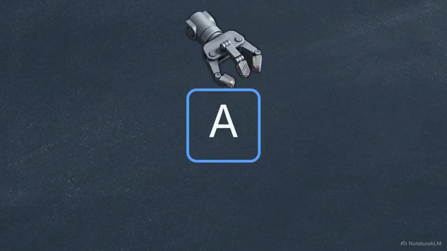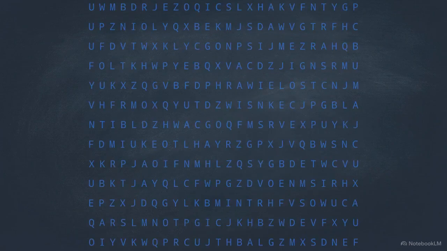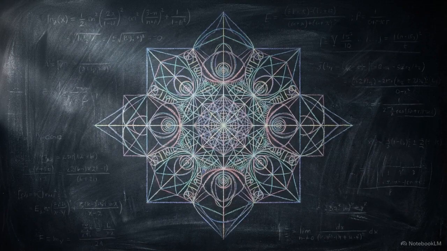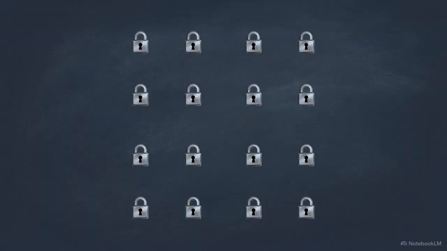The mechanics are simple. Take one letter of the alphabet and swap it for a fixed alternative. If you scramble the English alphabet completely, the number of possible substitution combinations is 26 factorial. Expressed as an exponent, 26 factorial is roughly 2 to the 88th power. That is the key space, the total number of possible keys an attacker would have to guess.